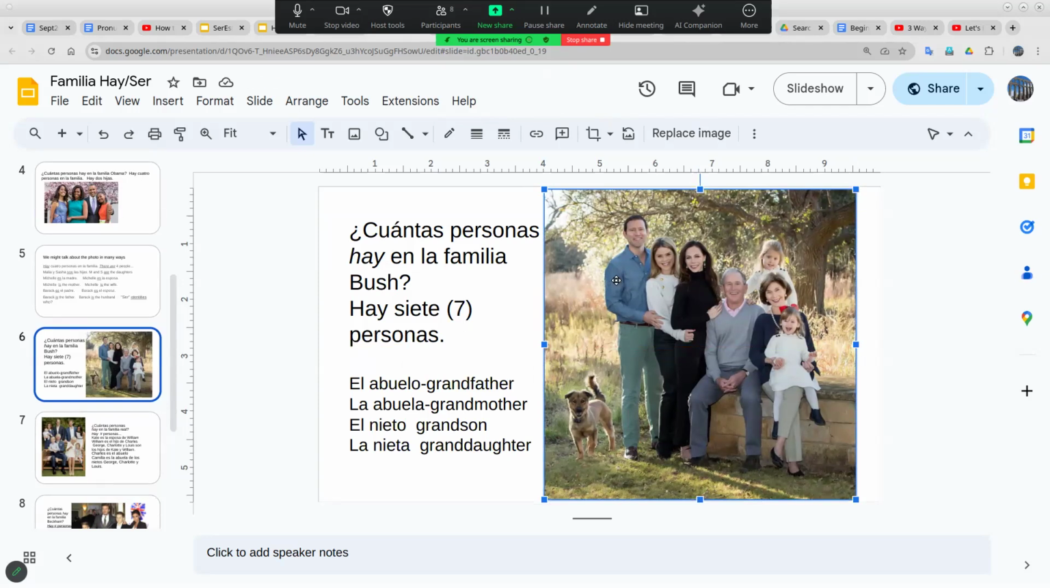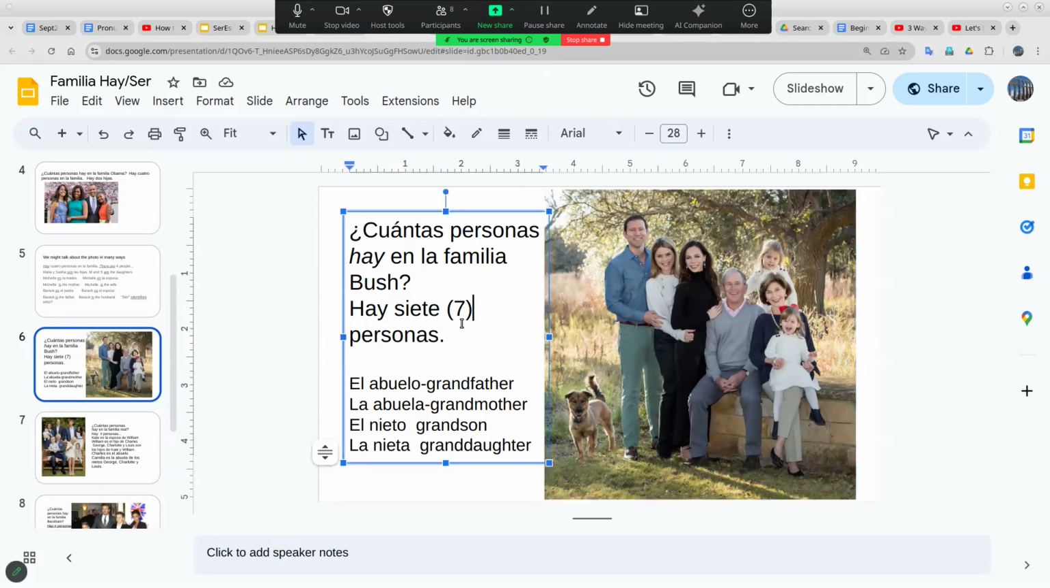Okay. 1, 2, 3, 4, 5, 6, 7. Hay 7 personas. There are 7 people. Hay 7 personas en la familia Bush. Okay. ¿Quiénes son? Who are they?